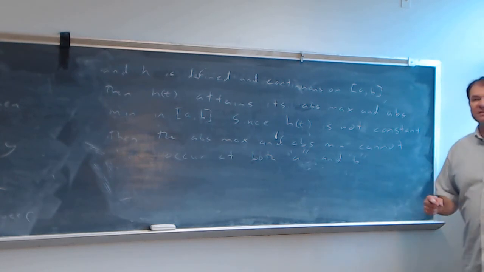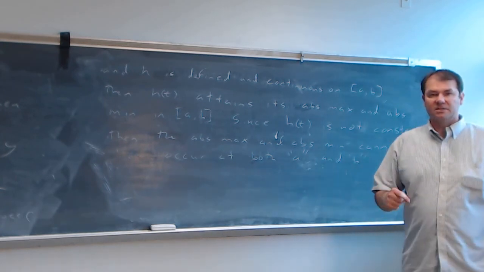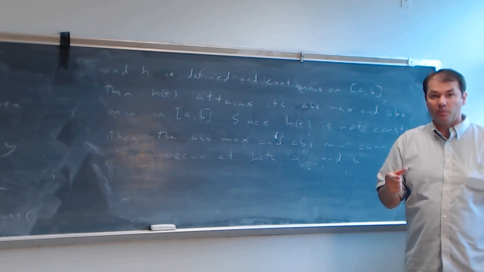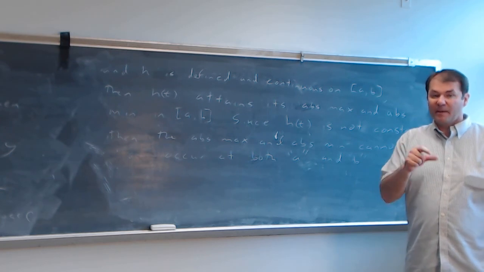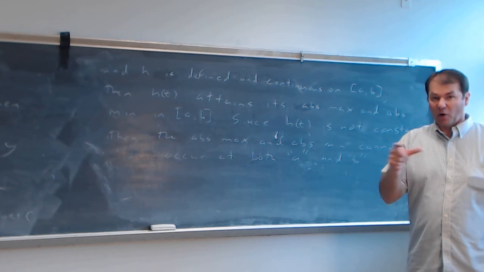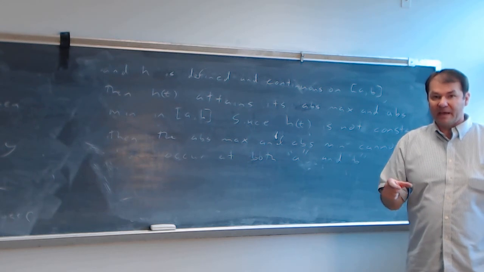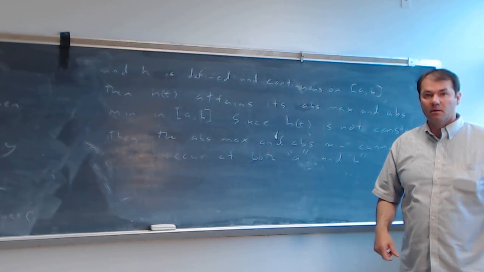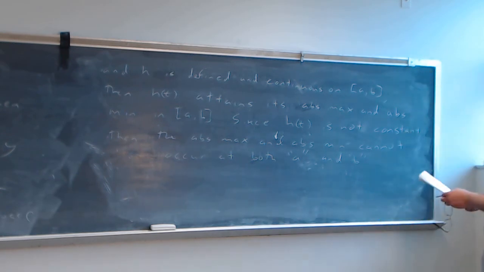So since h of t is not a constant, it does make some up and down movement off of A and B, which were the same. Okay? And so it might be the case that both or either A or B are max, or both A and B are min, but one of them can't be a max while the other one being a min at the same time. Okay. So what does that say?